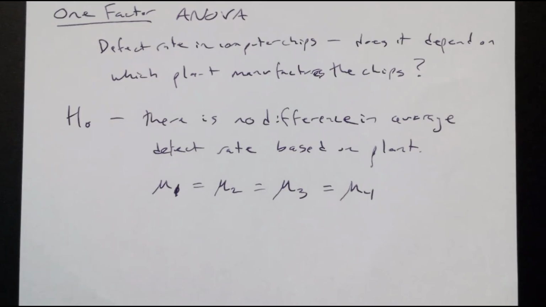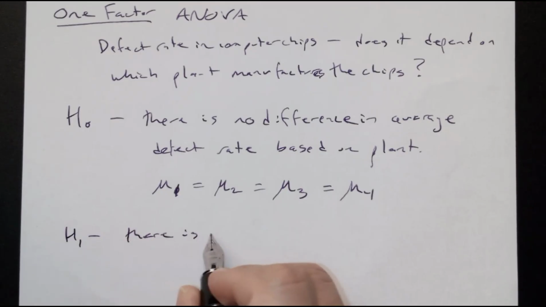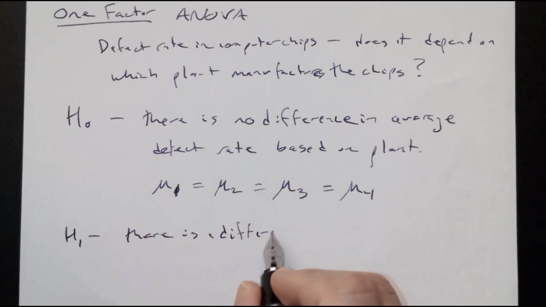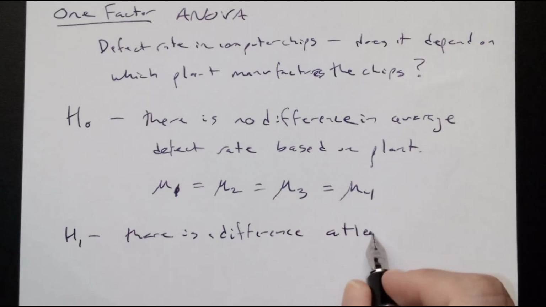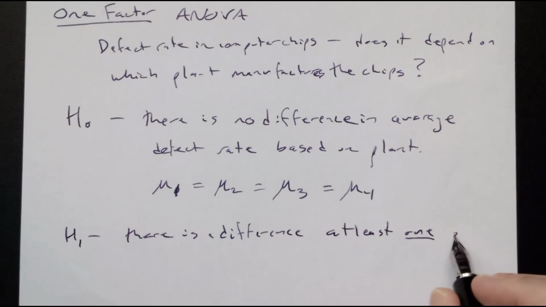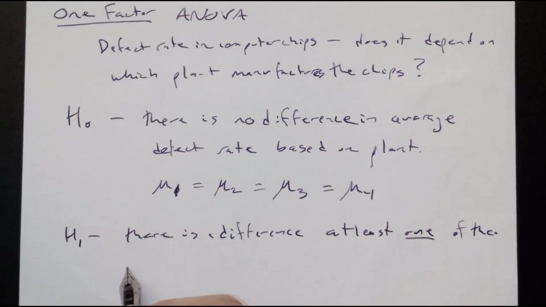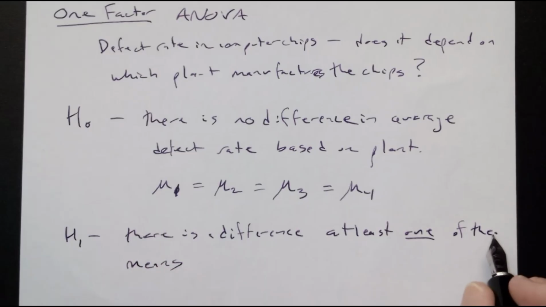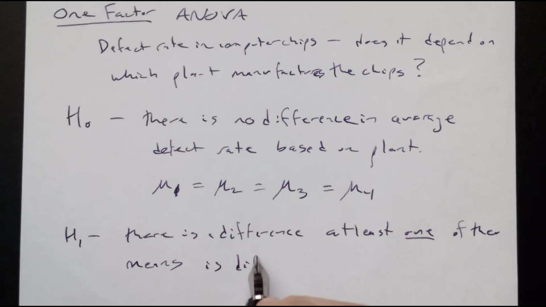So that means that my alternate hypothesis is there is a difference. At least one of the means is different. And I don't know which one. It might be that only one of them is different. It might be 2 of them are different. It might be they're all different. It just means at least one of them is different.